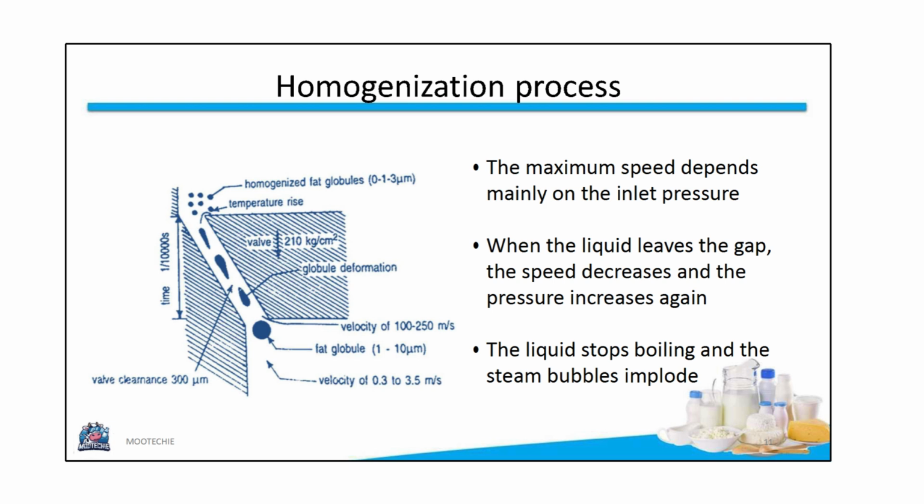In the homogenization process, large fat globules enter the valve with a velocity of only 0.3 to 3.5 meters per second. They pass through a valve clearance of about 300 micrometers, where their velocity skyrockets to 100 to 250 meters per second in less than 0.2 milliseconds. This causes a massive pressure drop and cavitation.